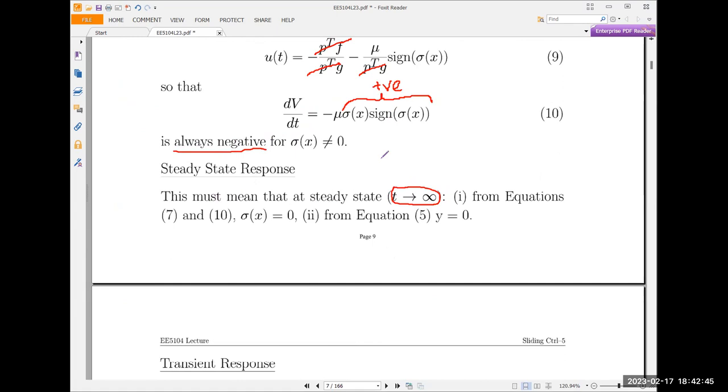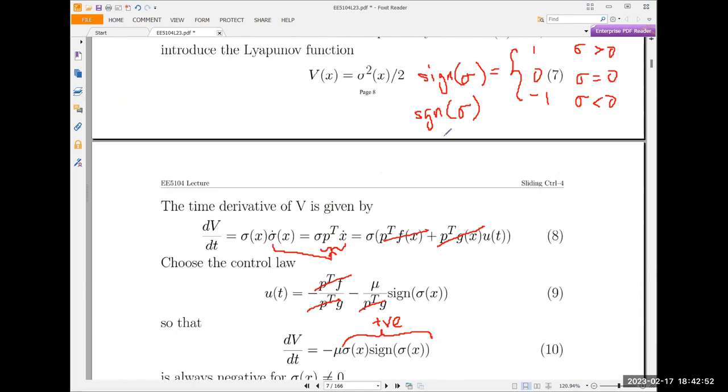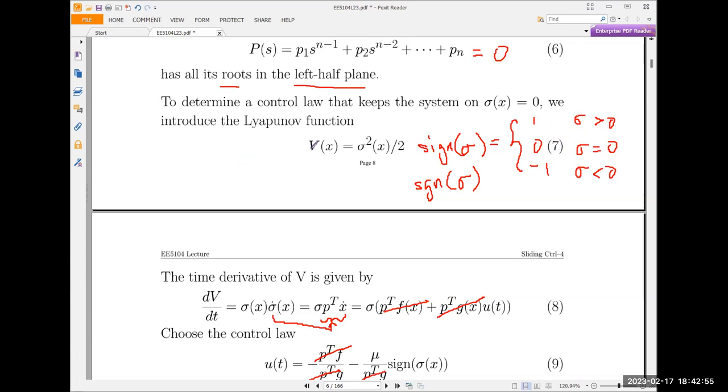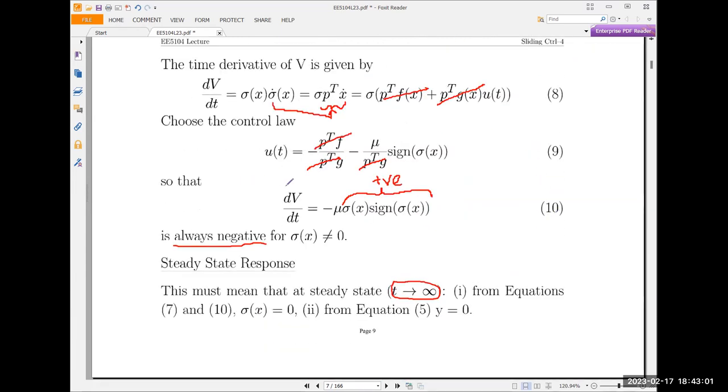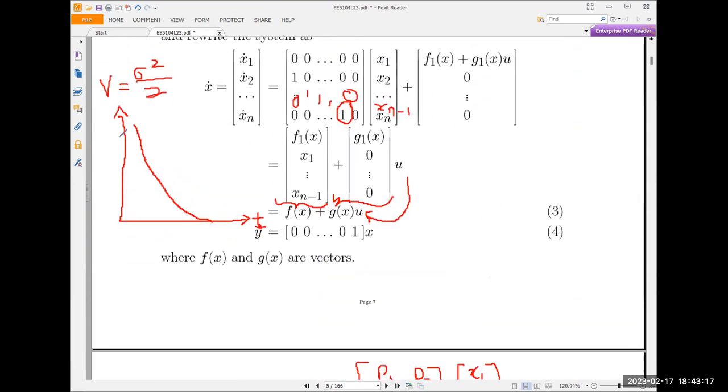The first conclusion, from equations 7 and 10, is that sigma will be equal to 0. Equation 7 says that your V is a square function. Equation 10 says that the V slope is always negative. So from 7 and 10, you must conclude that if T is long enough, sigma must be equal to 0. Looking at the picture here, it becomes obvious, because V is always positive and the slope is always negative, so it must always drop. If you wait long enough, you will reach sigma equal to 0.